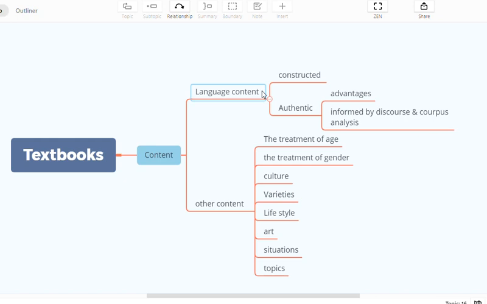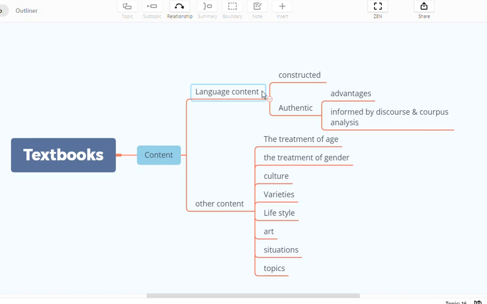The other content section refers to the treatment of age, for example, how the textbook treats gender, what features of culture, target, international, global, or source culture, are included. Varieties of language, for example, whether the textbooks are focusing on Black English, Native English, World Englishes.